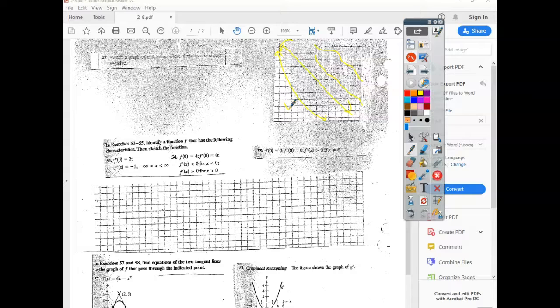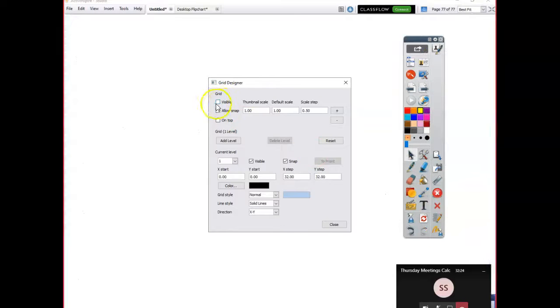All right. We have 53 to do. So 47 was a warm-up for 53. Ready for 53? 53 says the following: identify a function f that has the following characteristics, then sketch its function. So they want you to say that f of 0 equals 2, and that the derivative is -3 from negative infinity to positive infinity. I'll give you a hint. You should probably graph it first and then figure out what the equation is.